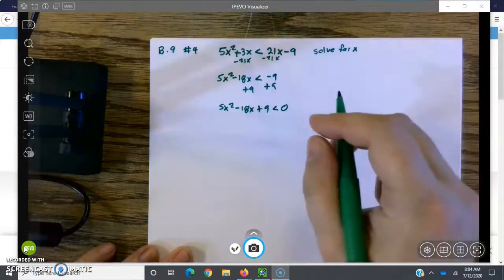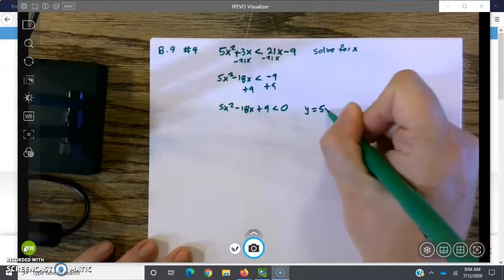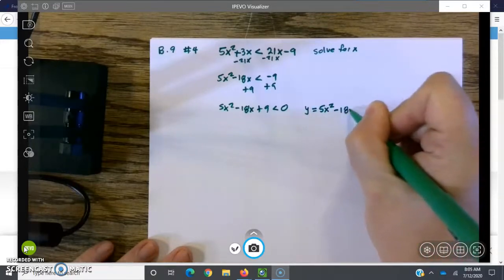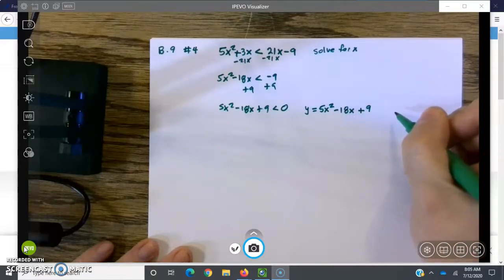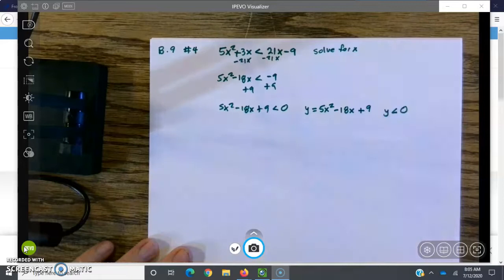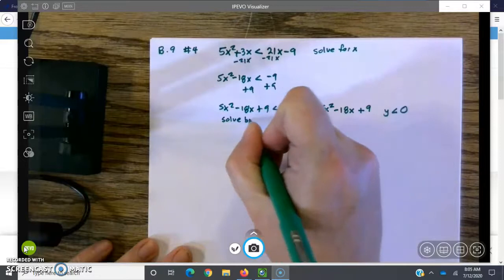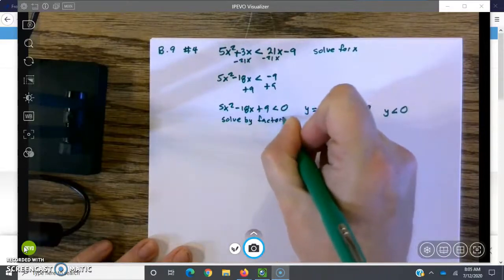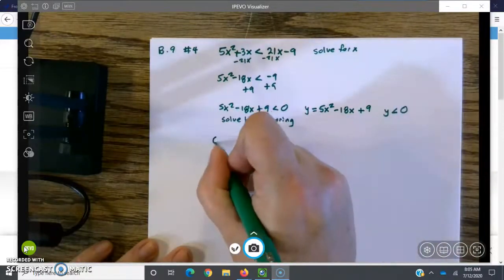Okay, so now we have the situation where y is equal to 5x squared minus 18x plus 9, and this is when we want to know y is less than 0. Okay, so we're going to set equal to 0 and start factoring. So solve, factor. Okay, so let's set it equal to 0.